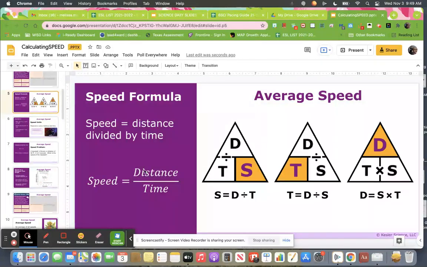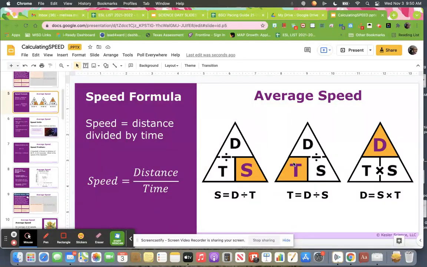We're going to need to use this as we discussed in class. You will see it written like this: distance divided by time. You'll even see me abbreviate it d divided by t. S equals d divided by t. You can see in the formula triangle that at times you might have to find time and distance. So this first one is speed, and you do distance divided by time. You can see it's written here.